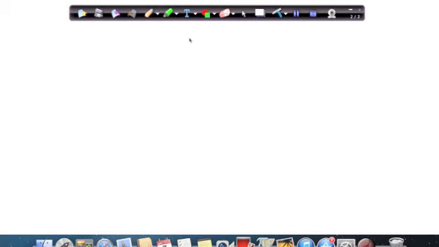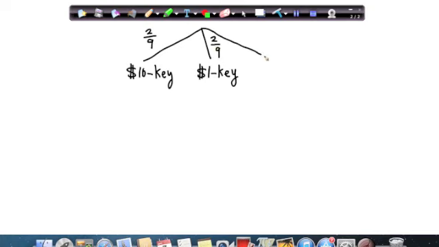Right, let us now construct the probability tree that is associated with the game. The first trial involves a random selection of 1 key out of 9 keys altogether, since there are exactly 2 keys that will open the $10 box. So the probability of selecting the $10 key is 2 over 9. Likewise, the probability of selecting the $1 key is also 2 over 9. And the probability of choosing a wrong key, which is a key that opens none of the boxes, is 5 over 9.